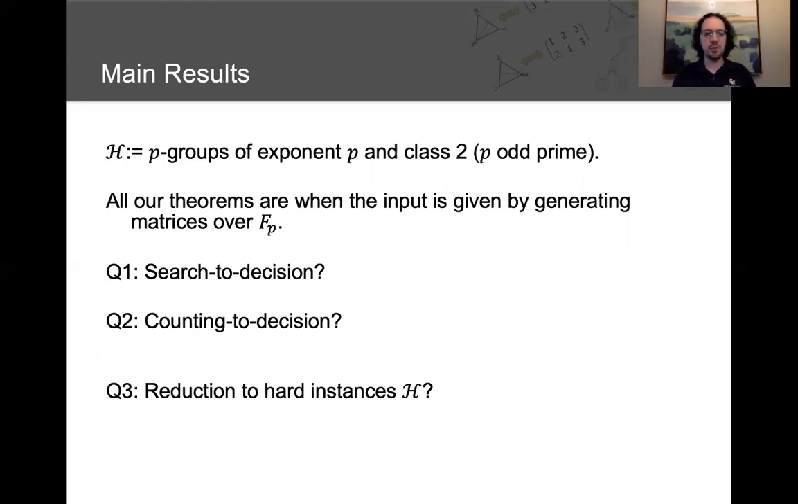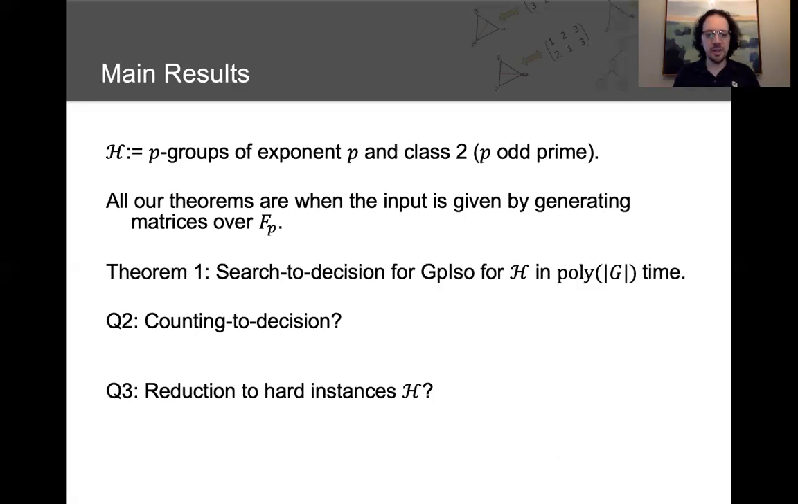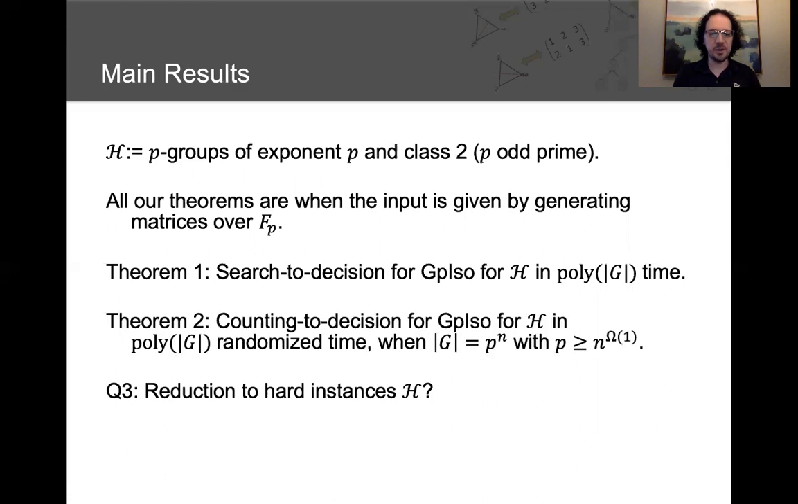And all of our theorems are going to be in this model where the input is given not just by generating matrices, but by generating matrices over a finite field of characteristic p, where this p is the same as this p. So for question 1, for search to decision, we indeed get search to decision within this class of groups in time polynomial in the order of the group. For counting to decision, we also get counting to decision within this hardest class of groups in polynomial time in the order of the group, but now with a randomized algorithm. And we also need to assume that p is large.